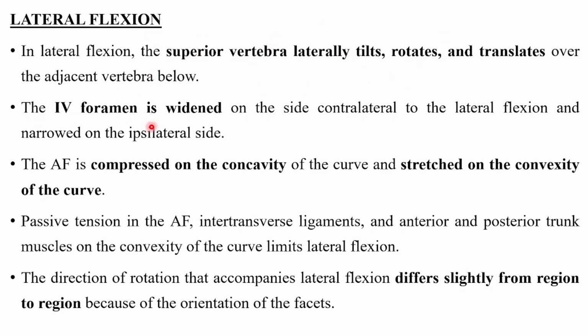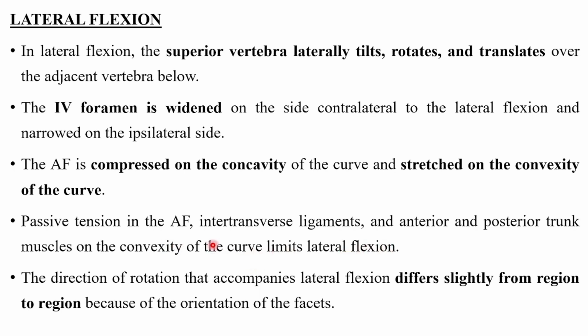And the intervertebral foramen is widened on the side contralateral to the lateral flexion and narrowed on the ipsilateral side. On the same side, the intervertebral foramen will be getting narrowed, and on the opposite side, the intervertebral foramen will be getting widened. The annulus fibrosus is compressed on the concavity of the curve and stretched on the convexity of the curve. Passive tension in the annulus fibrosus, intertransverse ligaments, and the anterior and posterior trunk muscles on the convexity of the curve limits the lateral flexion.